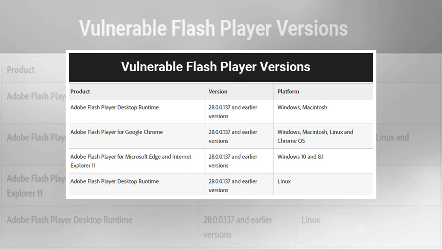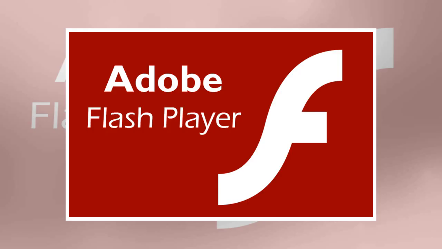To exploit the vulnerability, all an attacker needs to do is trick victims into opening Microsoft Office documents, web pages, or spam messages that contain a maliciously crafted Adobe Flash file. The vulnerability can be leveraged by hackers to take control of an affected computer.